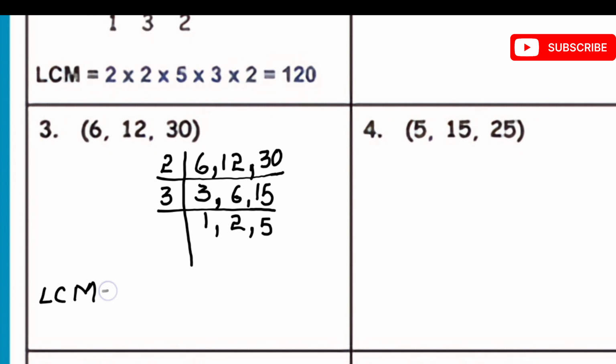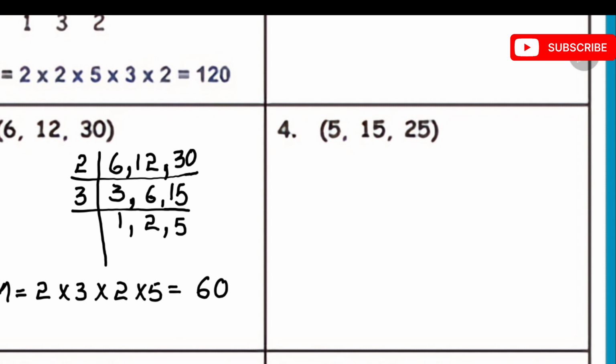Now the LCM of 6, 12 and 30 will be 2 into 3 and the remaining numbers, that are 2 into 5. By multiplying all these numbers, we will get the LCM of 6, 12 and 30, that is 60. 60 is the LCM of 6, 12 and 30.